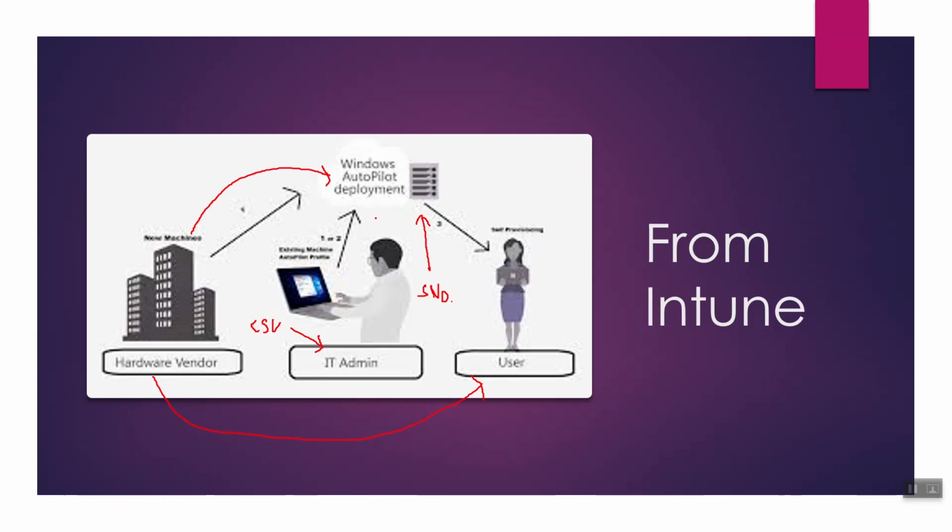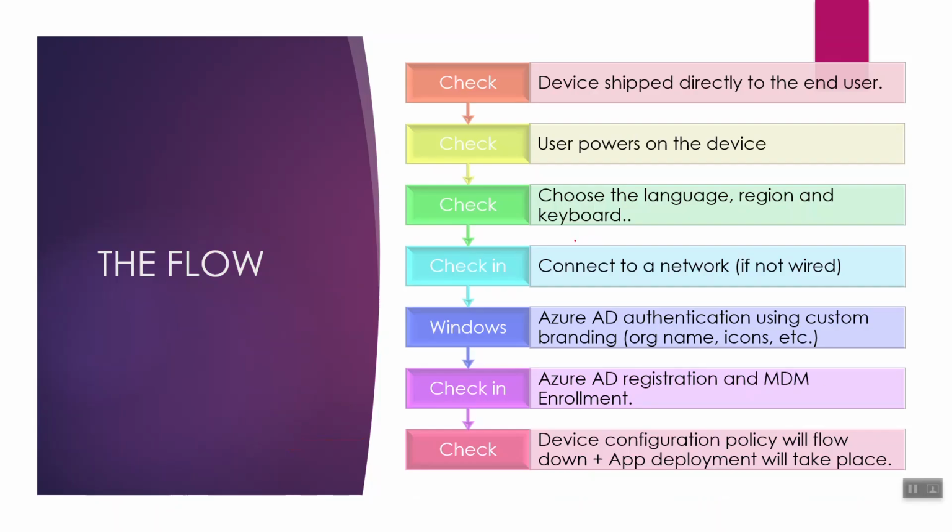Now Azure is aware of which devices are associated with your tenant, and the deployment profile is going to get delivered to the end user whenever the end user just powers on the device. Whenever you power on the device, it is going to connect to the internet, and the device is going to understand that this is an Autopilot device, and it's going to fetch that profile.